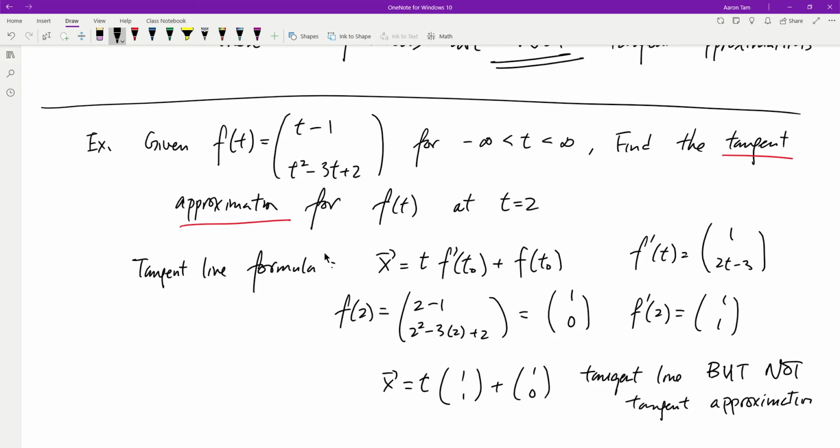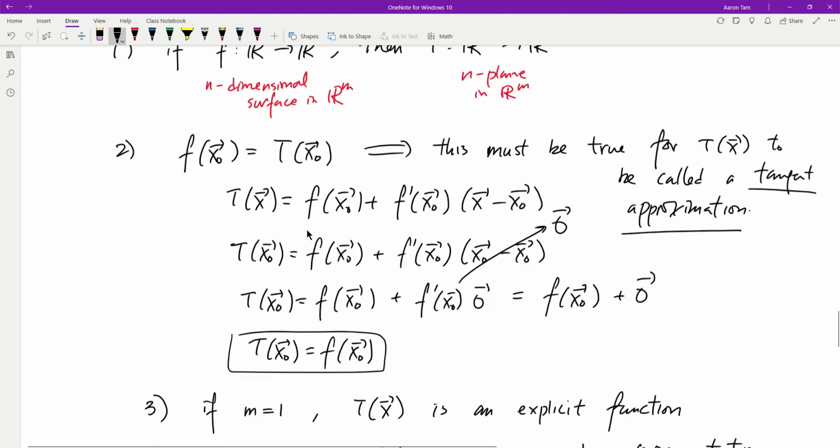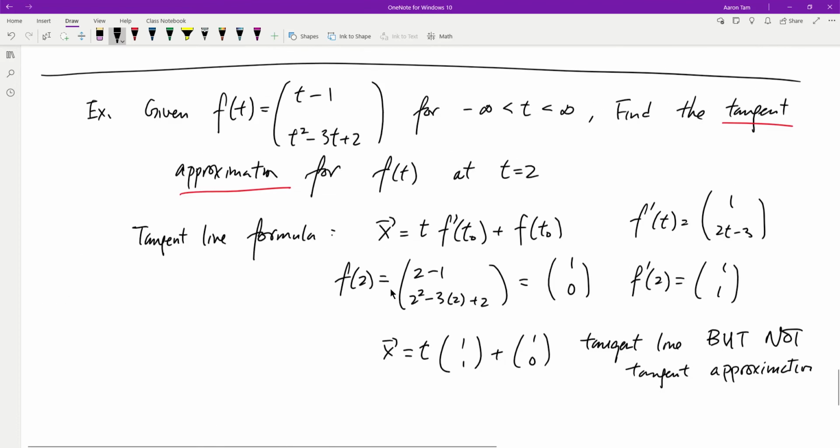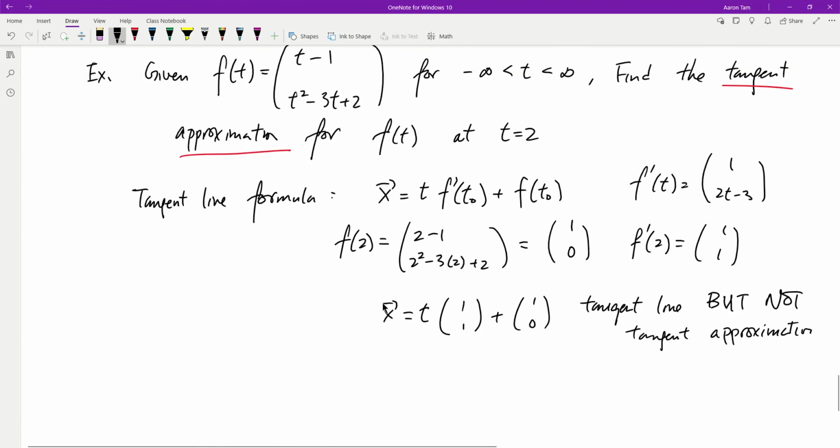Here's why not. Remember, one of the most important properties about tangent approximation is that this must be true: f of vector x sub 0 must equal T of vector x sub 0. Meaning that if you plug the point where you're forming the tangent approximation into the function f, and also into your tangent approximation, they should always give you the same result. If they don't give you the same result, what you have is not a tangent approximation. Therefore, if I put t equal to 2 into this formula, I should get the same thing as f of 2.